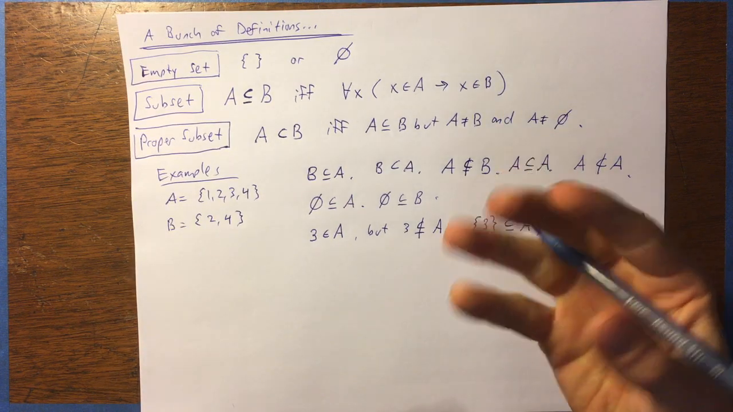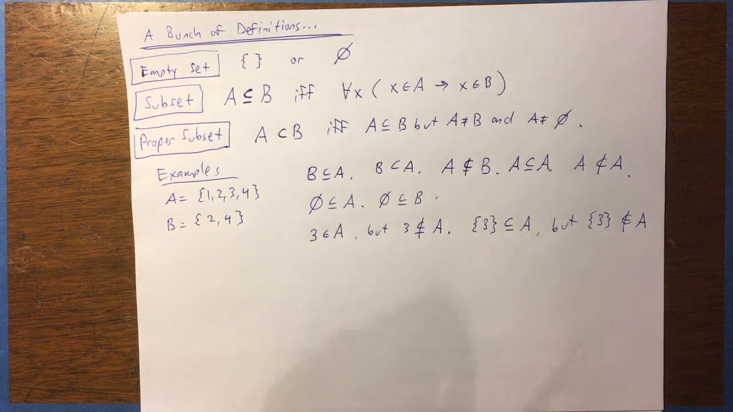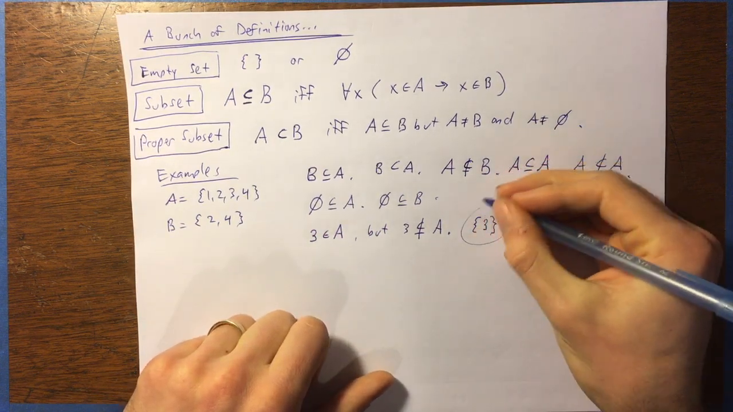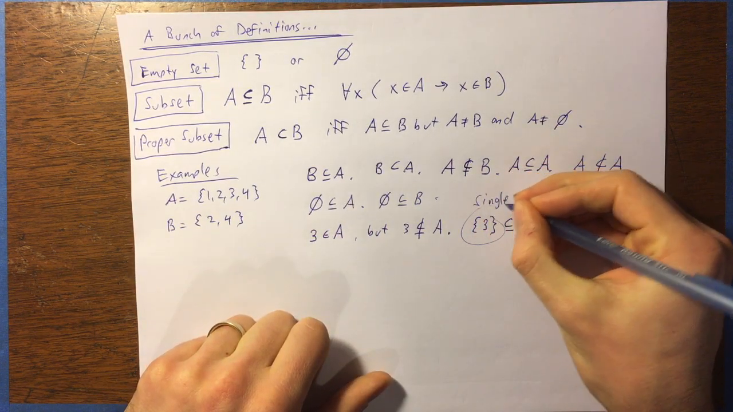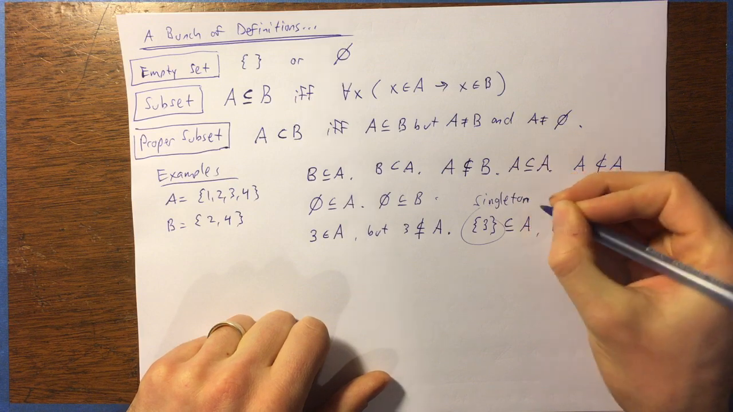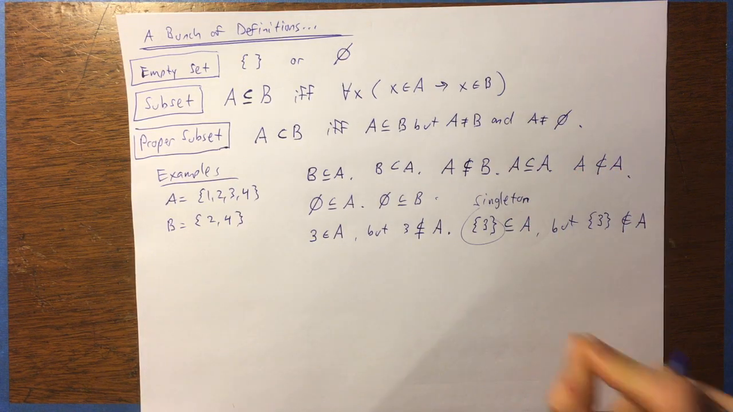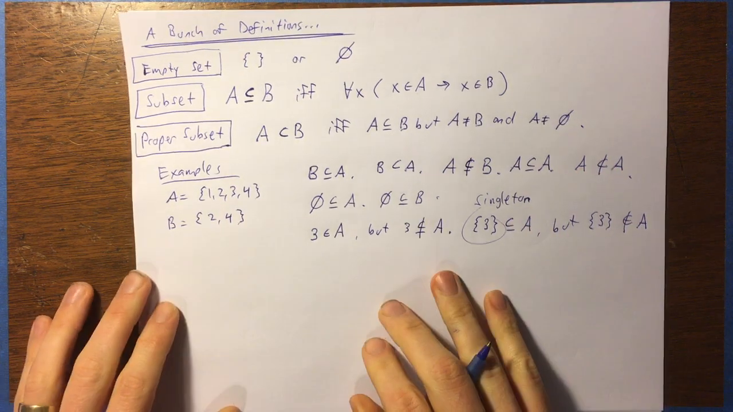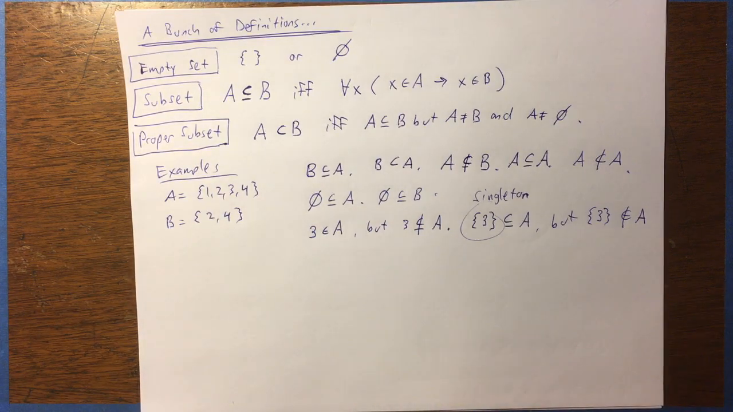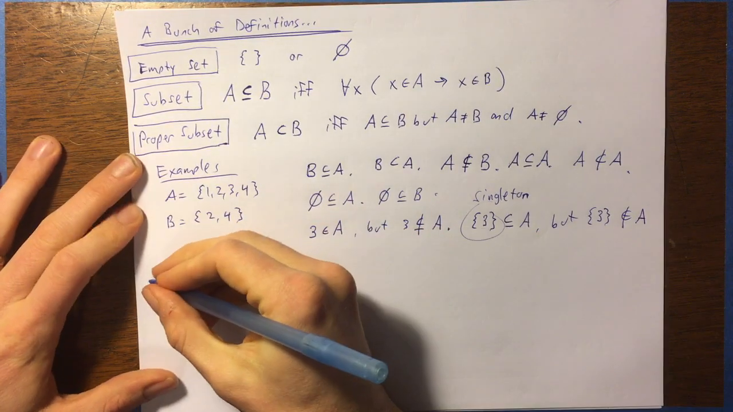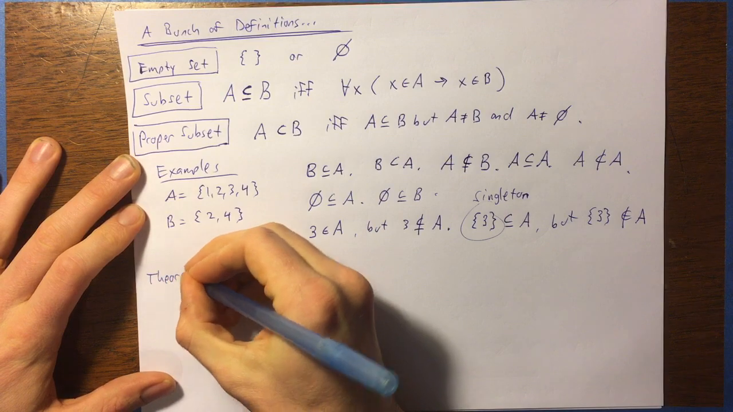If you take an element and then you put it in a set by itself, that's called a singleton. This is called a singleton set. And it's different from the element itself. If you take the element by itself and the set containing it. So yeah, all right. So now let's talk about this theorem.